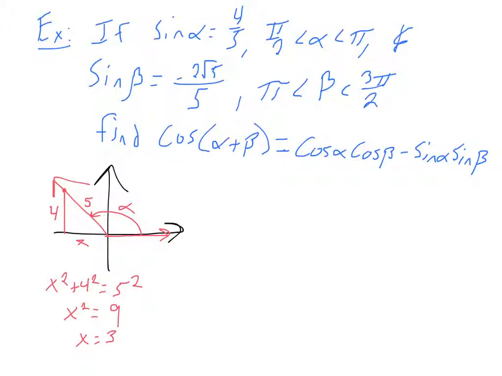So if x is 3, then cosine alpha is then going to be 3/5. Right, so we have cosine alpha. Now all we need is cosine beta.